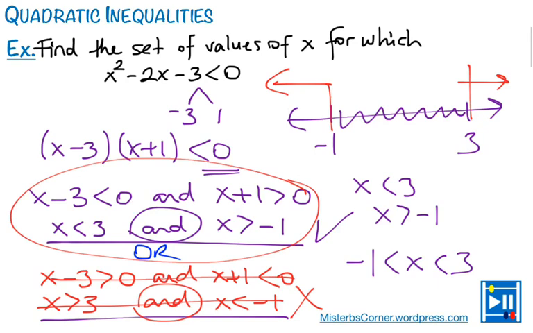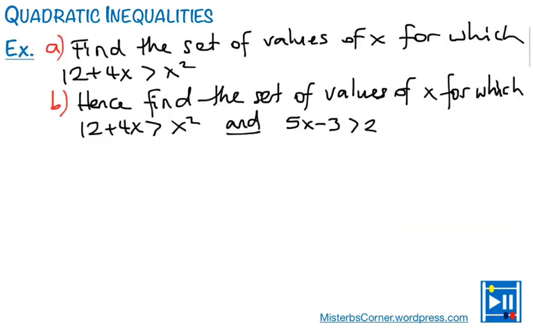So this is the algebraic argument of solving an inequality. You can choose whichever you'd like, but you must show work to end up with the solution set that satisfies the inequality. Another example. Right, in this example we have two parts. In part A it says find the set of values of x for which 12 plus 4x is greater than x squared. And in part B we have to find a set of values of x for which this inequality and this inequality are both satisfied.